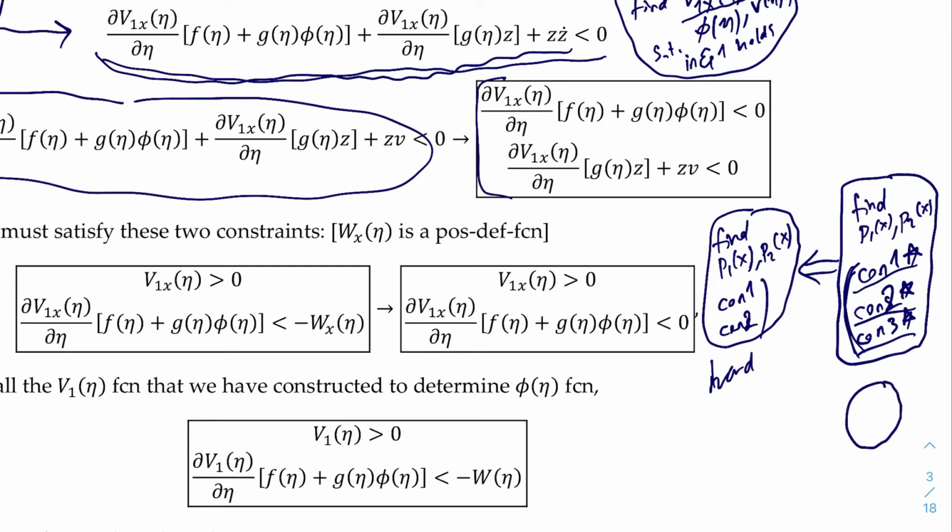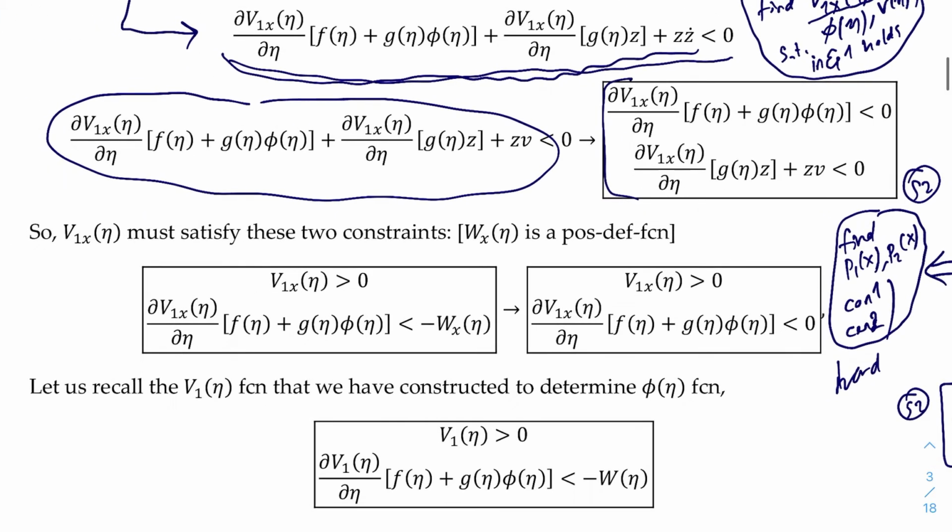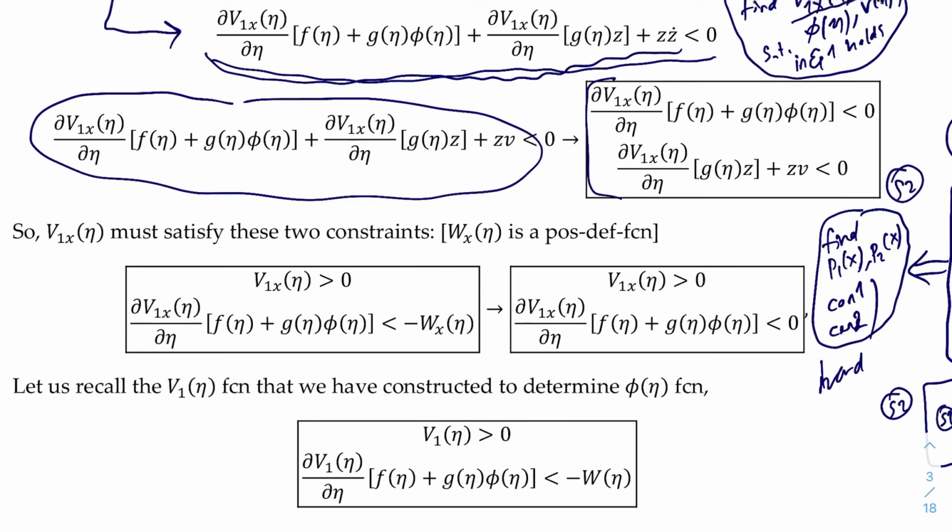So this set is smaller than this set. Okay? This is the solution set. Let's say this is set 1 and this is set 2. So this is set 1. And this is set 2. But this is easier to solve. This problem is easier to solve. That is the general idea.